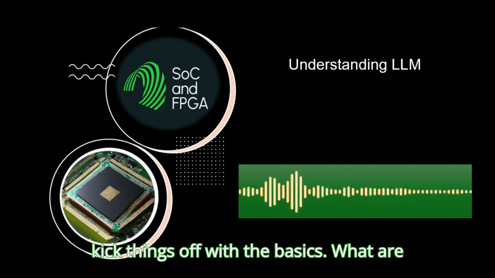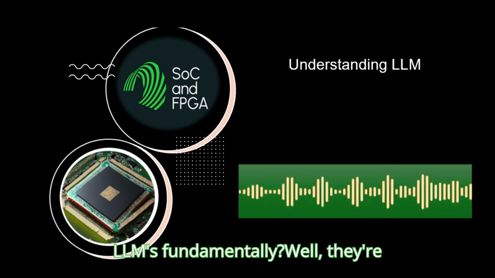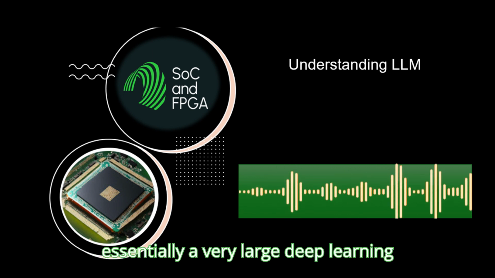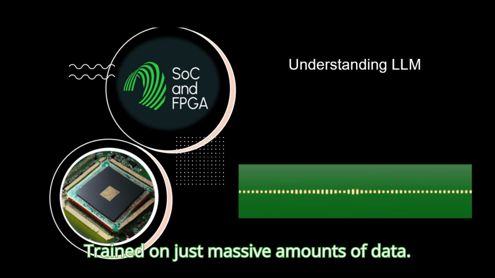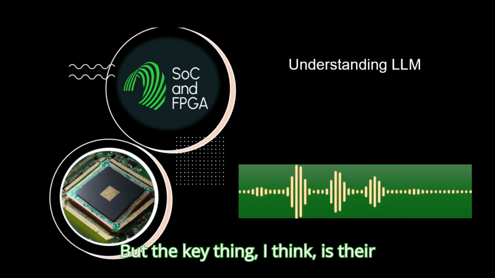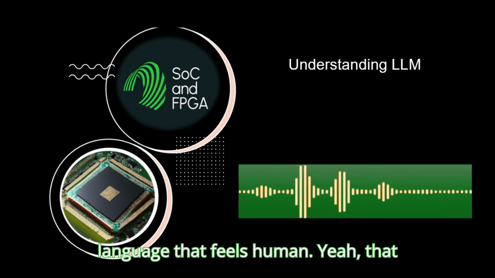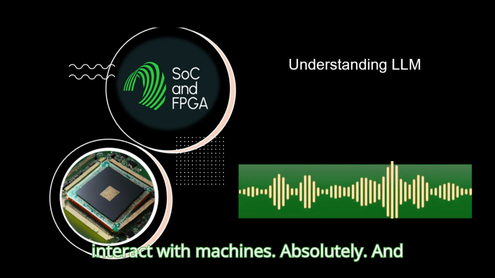Okay, so let's kick things off with the basics. What are LLMs, fundamentally? Well, they're essentially very large deep learning systems. Right. Part of AI. Exactly. Trained on just massive amounts of data. But the key thing, I think, is their ability to understand and generate language that feels human. Yeah, that seems to be the real shift, how we interact with machines.